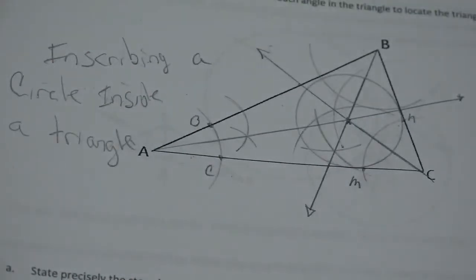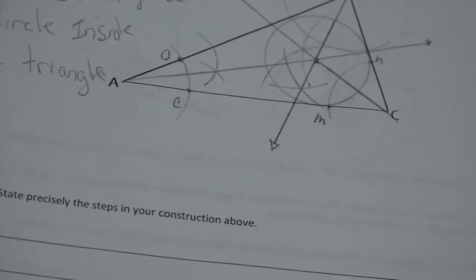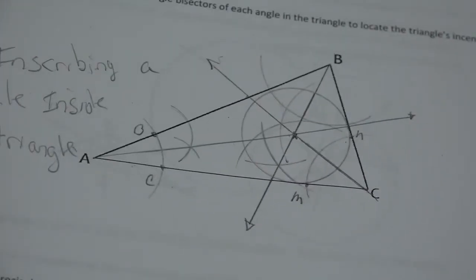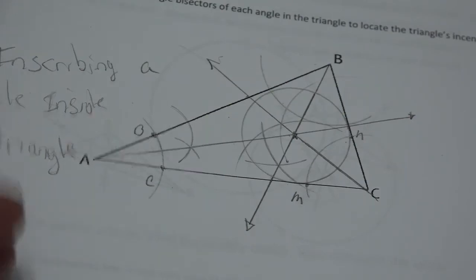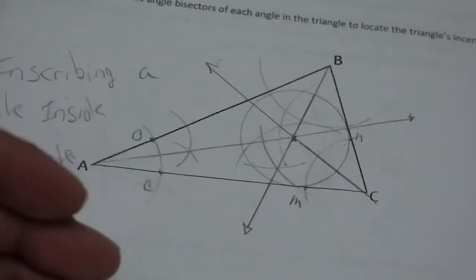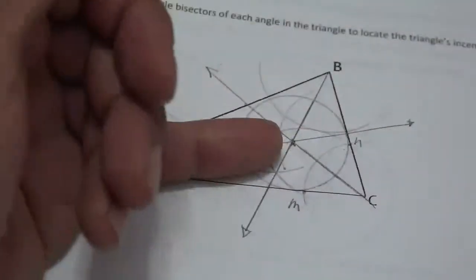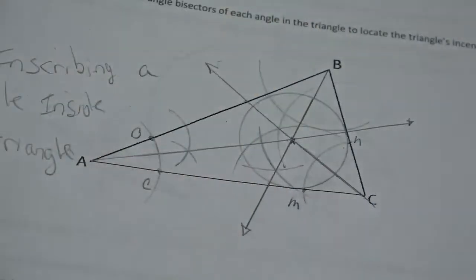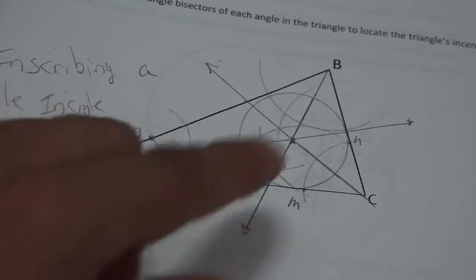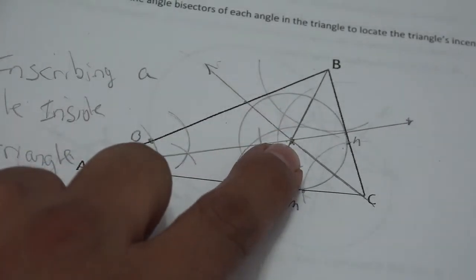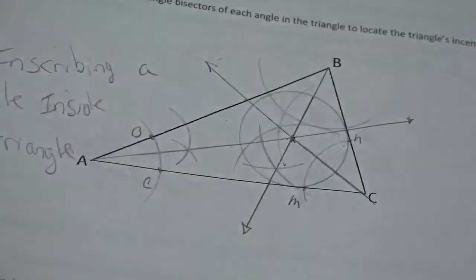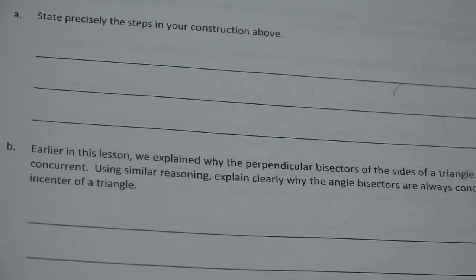All right then. So anyways, state precisely the steps in your construction above. I'm gonna tell you right now what you're gonna say. Construct the angle bisector of angle A. Construct the angle bisector of angle B. Construct the angle bisector of angle C. Label the point of intersection the incenter. And that's it. All you have to do was up to here. It doesn't say anything about inscribing a circle. So anyway, let's see what it says here.